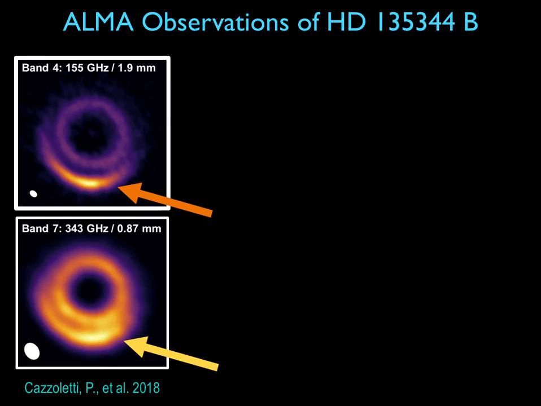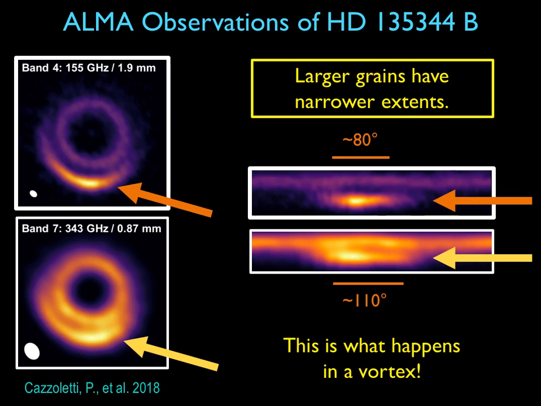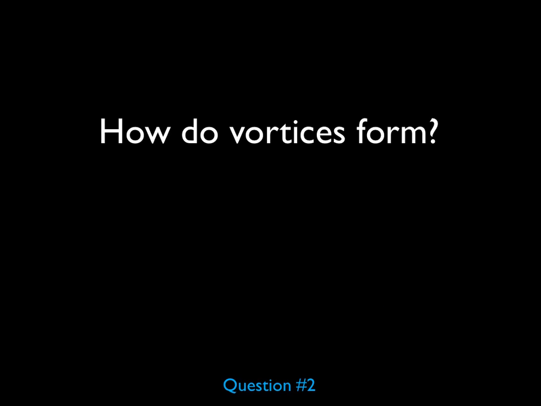If we look at the azimuthal extents of these crescents, the larger wavelength shows that the larger grains are more concentrated. Meanwhile, the smaller wavelength shows that the smaller grains that would be harder to trap at the center of a vortex are much more spread out. Now, that's the type of behavior we would expect to find in a vortex.